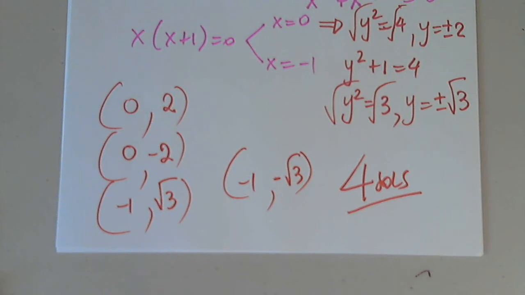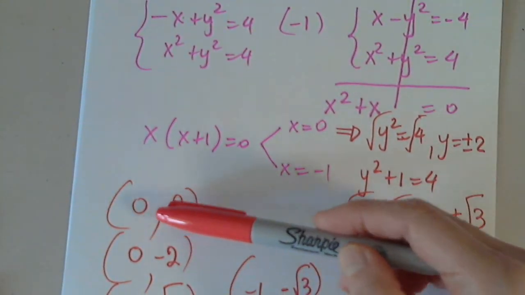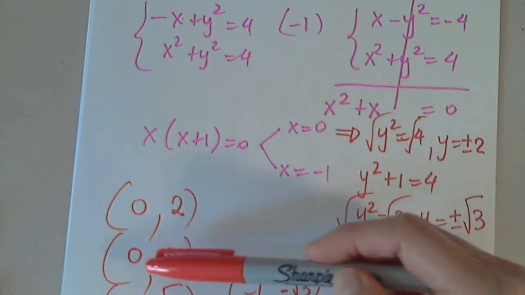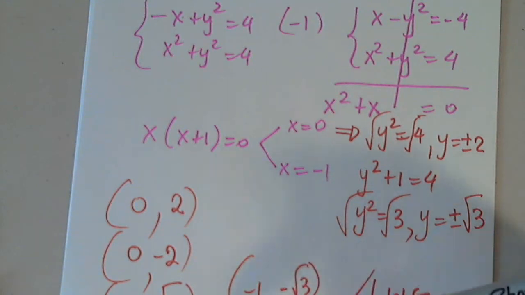Any questions? Is this true? Yes. This squared plus this squared is 4, for each of the four pairs.